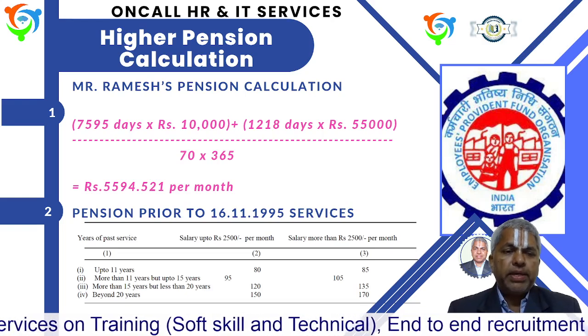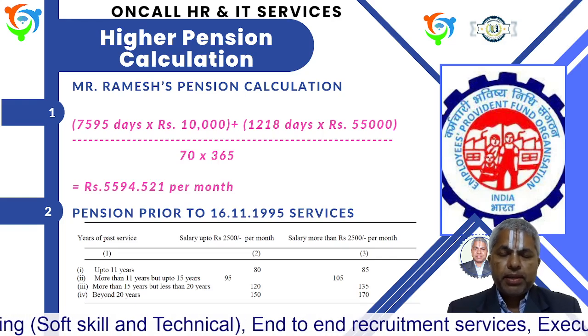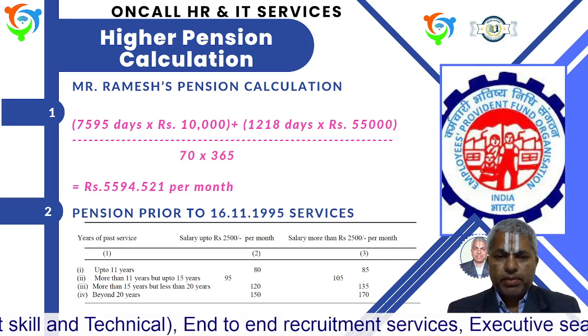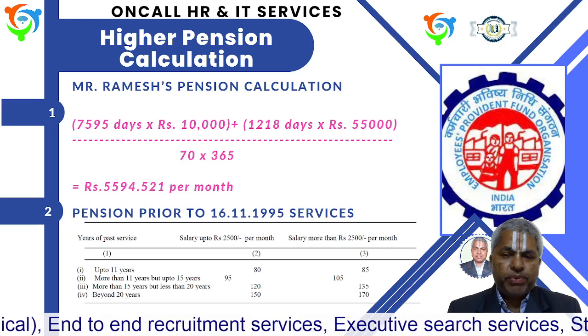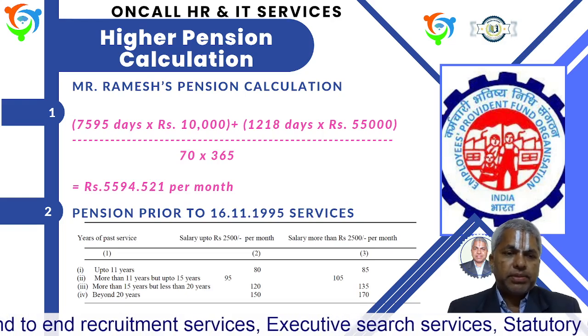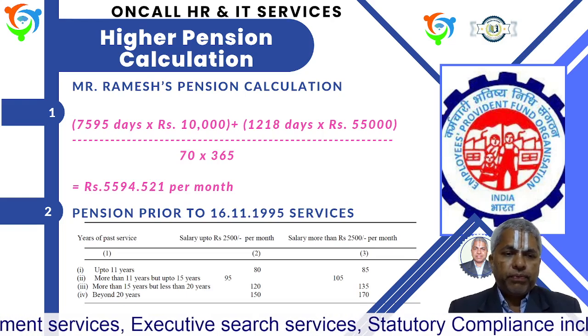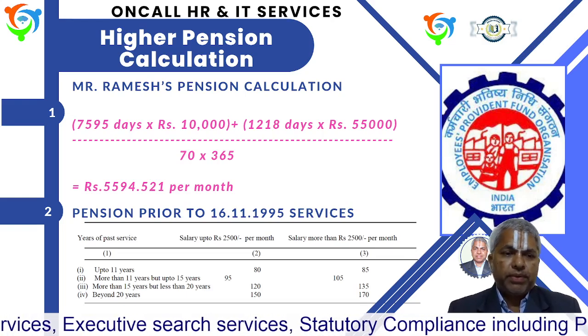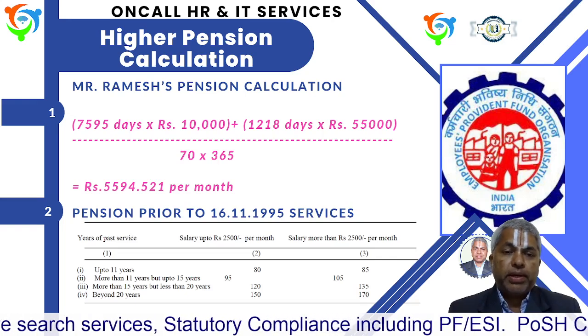So up to 11 years of service, if salary is less than 2,500, 80 rupees pension. Then if it is more than 2,500, 85 rupees up to 11 years. 11 to 15 years, given 95 and 105. 15 to 20 years, 120 and 135. More than 20 years, 150 and 170. This is the pensionable amount given.